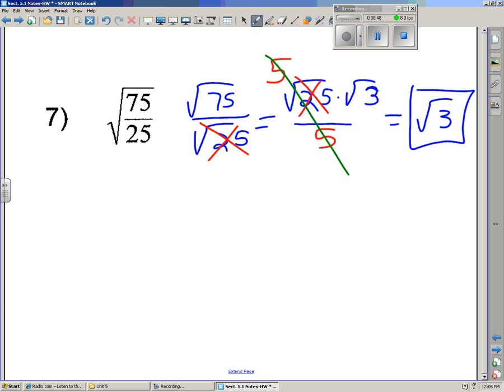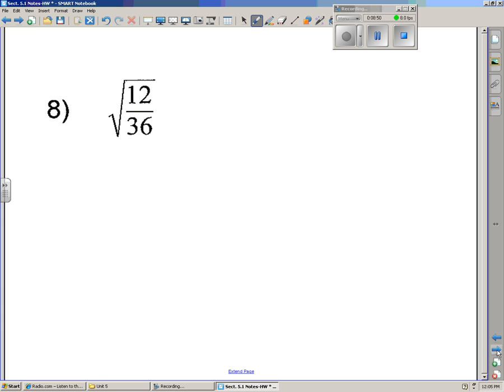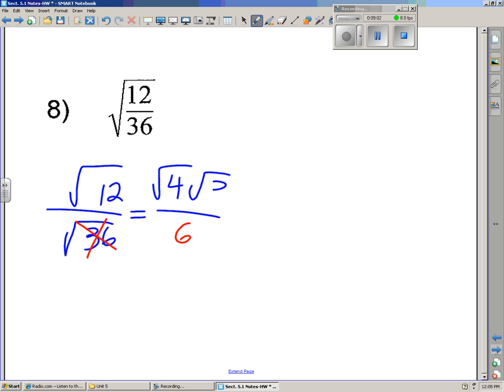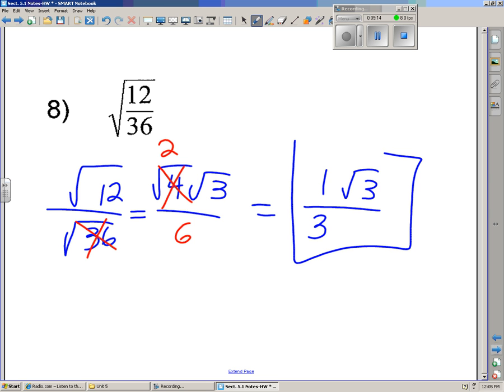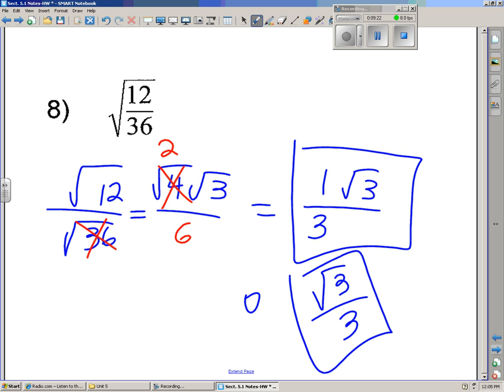I believe there's one more to go. Root 12 over root 36. Root 12 over root 36. The square root of 36 is just 6. Root 12 becomes root 4, root 3. The square root of 4 is just 2. And I know that 2 6s is the same thing as 1/3. That radical 3 can't go anywhere. Here's your final answer. Again, you don't need that 1. If you just want to put radical 3 over 3, that's fine too.